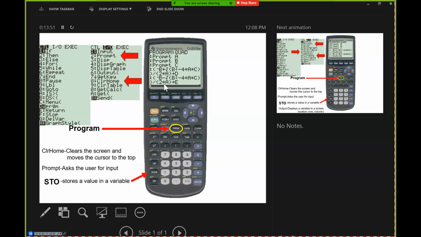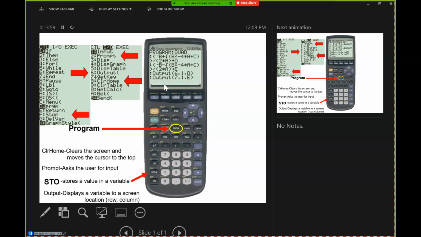So to do that, we're going to press the program button again, move over to the IO menu, but this time pick the output command. And you guys will type output, comma 6, comma 1, comma D. To get the comma, that's right above the number 7. And then you'll just do that another time with 7, comma 1, comma E.